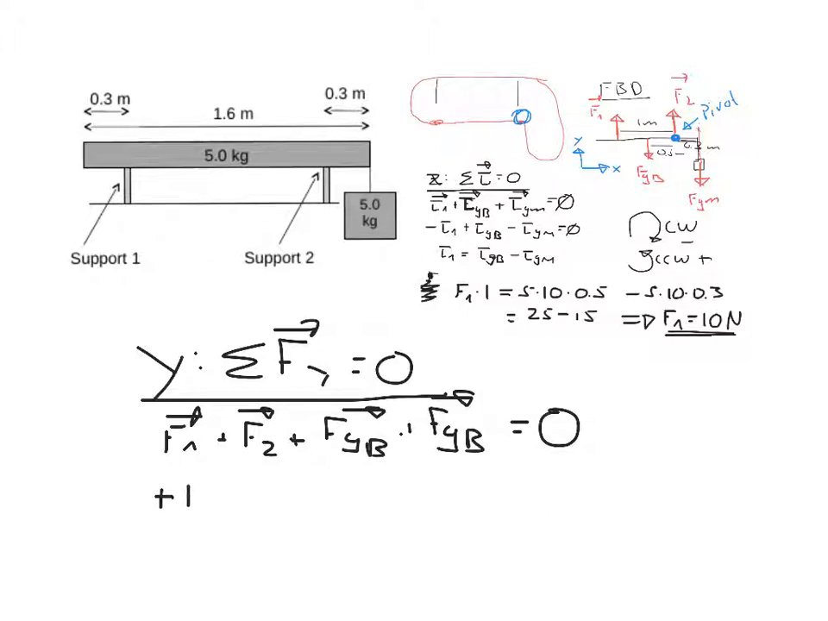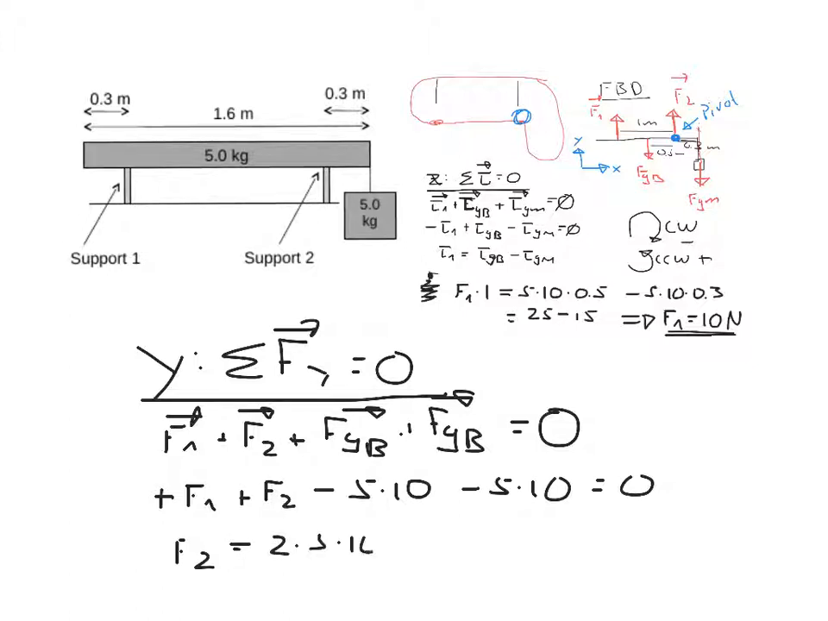I have positive force 1, positive force 2, minus 5 times 10, and minus another 5 times 10 is 0. So I have force 2 is 2 times 5 times 10 plus my force 1, sorry, minus my force 1, so minus 10, which gives me 90 newtons. And the problem is solved.